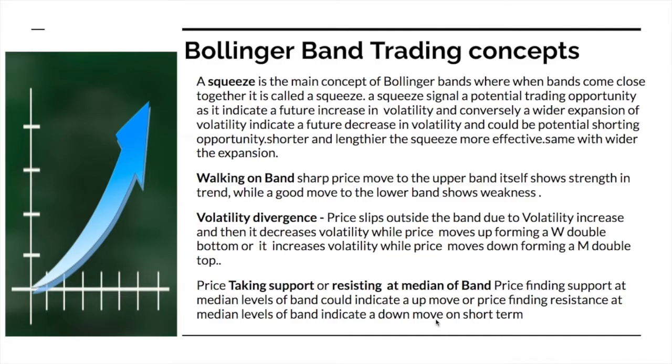So these are different ways. The breakout is an opportunity, right? The trending up move on the bands is an opportunity. The divergence between the price and the volatility is an opportunity, and the price taking support at the median of the volatility band is also an opportunity. So this can be traded in different ways, right?